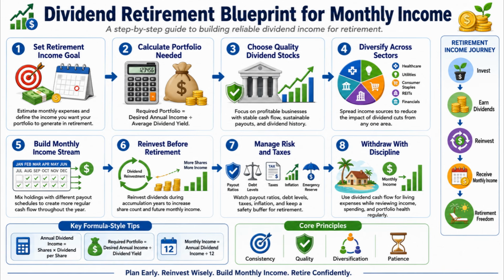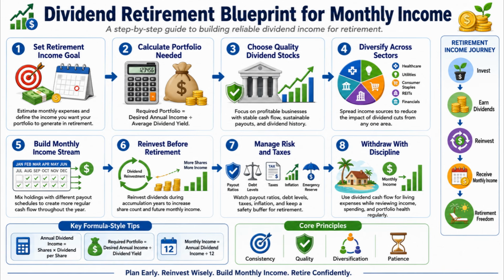Meanwhile, reinvest dividends before retirement whenever possible. Dividend reinvestment uses the cash received to purchase additional shares. These new shares may then generate additional dividends, creating a compounding effect. Over many years, this process can increase the number of shares owned and significantly expand future monthly income. Reinvestment can be especially valuable during the accumulation stage, when the investor is still working and does not yet need the dividend payments for living expenses.